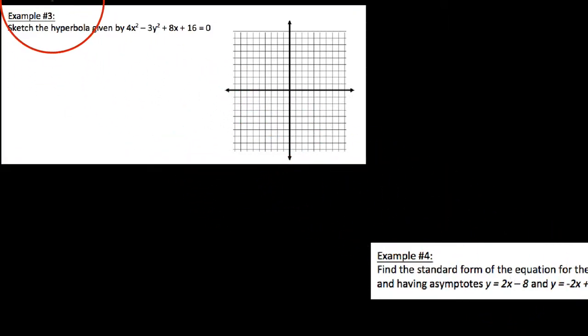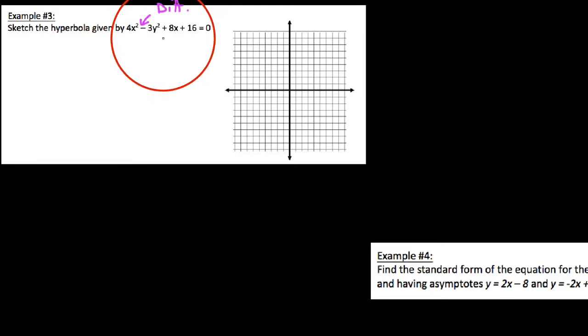Let's start with this here. It says sketch the hyperbola given by this equation right here. Now one thing I do want to point out is that between your x squared and your y squared term, notice that you have a difference. So this is going to be one real good indicator that you're dealing with something that's a hyperbola in the first place and not maybe a circle or an ellipse.